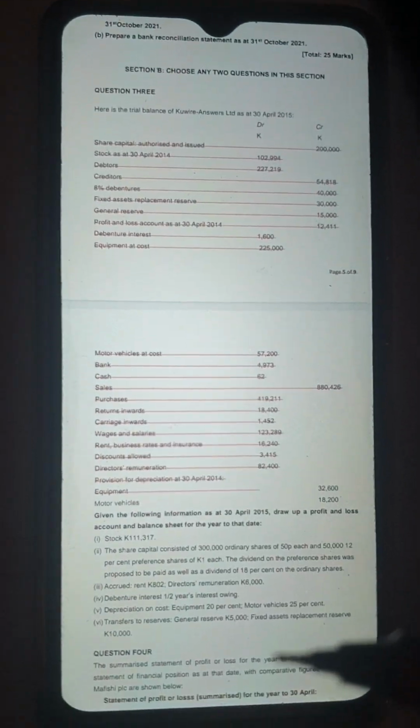But in our case, we don't have any provision for doubtful debts or allowance for receivables. If it was there, we would get the difference. If it has decreased, the difference is going to be a gain. If it increased, the difference is supposed to be an expense. So let's go to the expenses now.